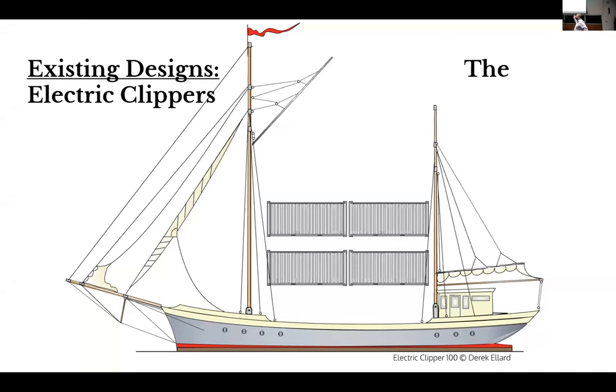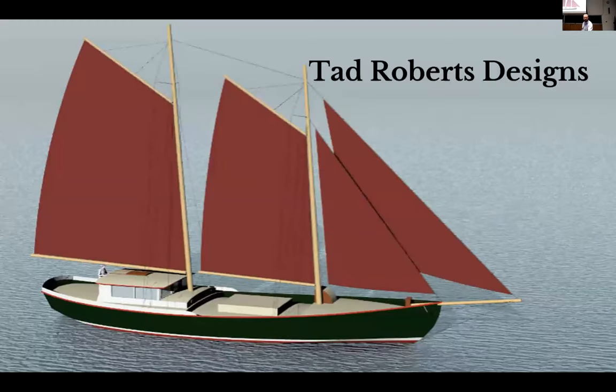things worth taking. This is one of the electric clippers by Derek Ellard. He's an Australian boatwright and ship designer. This one is about 100 feet long, designed to take containerization and designed for use in the South Pacific. It's a good design, but because of measurement issues and a number of other things, it doesn't really fit the US or coastal trade requirements terribly well for our environment.